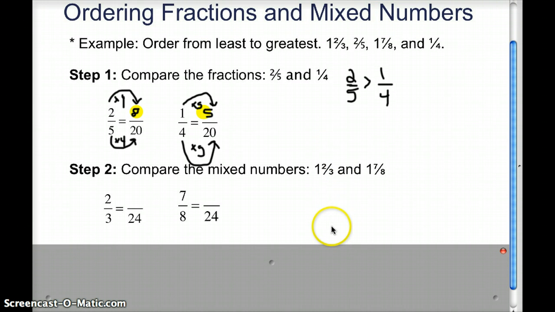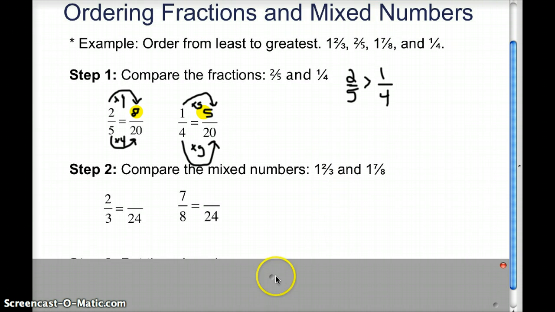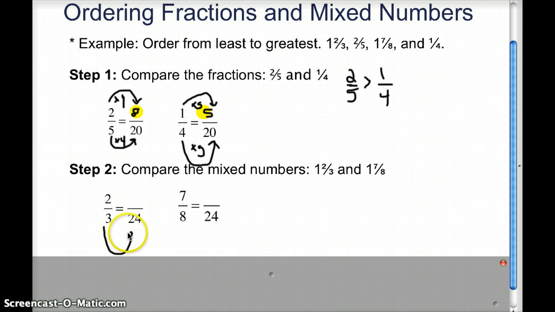A common multiple 3 and 8 share is 24. So what I'm going to ask myself is, how do I go from 3 to 24? Well, I multiply by 8. So I'm going to do the same with my numerator. I'm going to multiply by 8. 2 times 8 is 16. All right, so an equivalent fraction to 2/3 is 16/24.